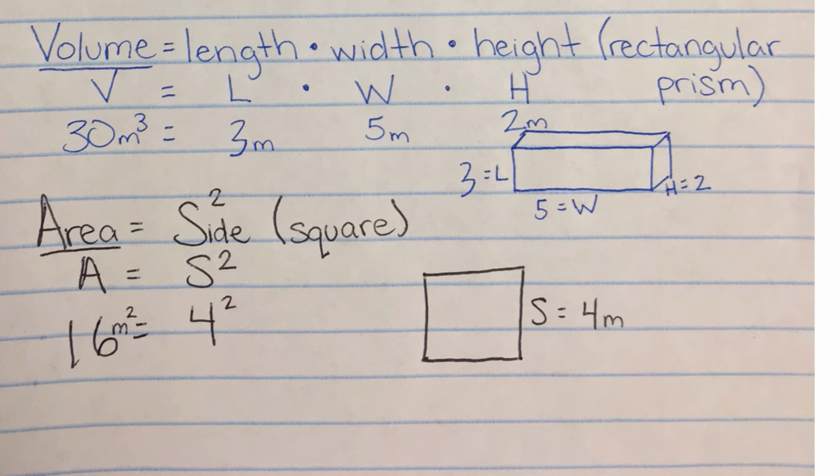Similarly, just like with area, this is often represented with the first letter of each word. So volume is represented with V, L is length, W is the width, and H is the height. And then we plug in all of our values here. L is 3, W is 5, H is 2. Multiply those straight across, and we come up with 30.